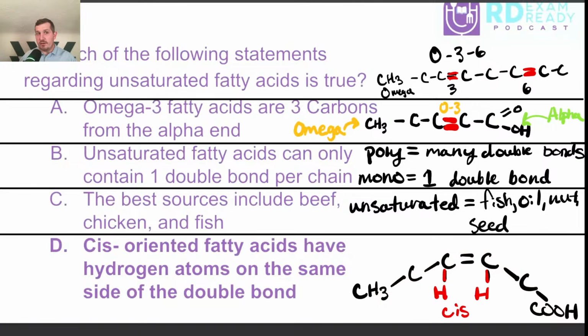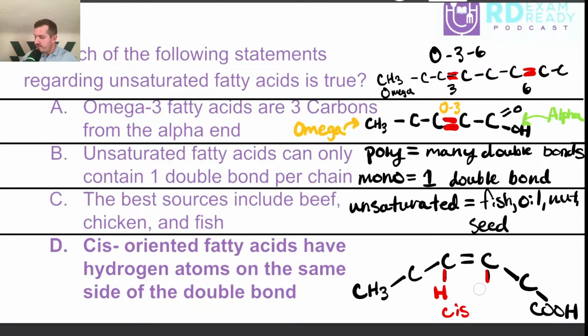So our good fats are cis oriented fatty acids. What happens is you have your one, two, three, you have your double bond, okay? And then in a cis fatty acid, this helps to contribute to its structure. These hydrogens are on the same side, okay? These hydrogens will be on the same side versus a trans fatty acid is when they're on the opposite side, okay?